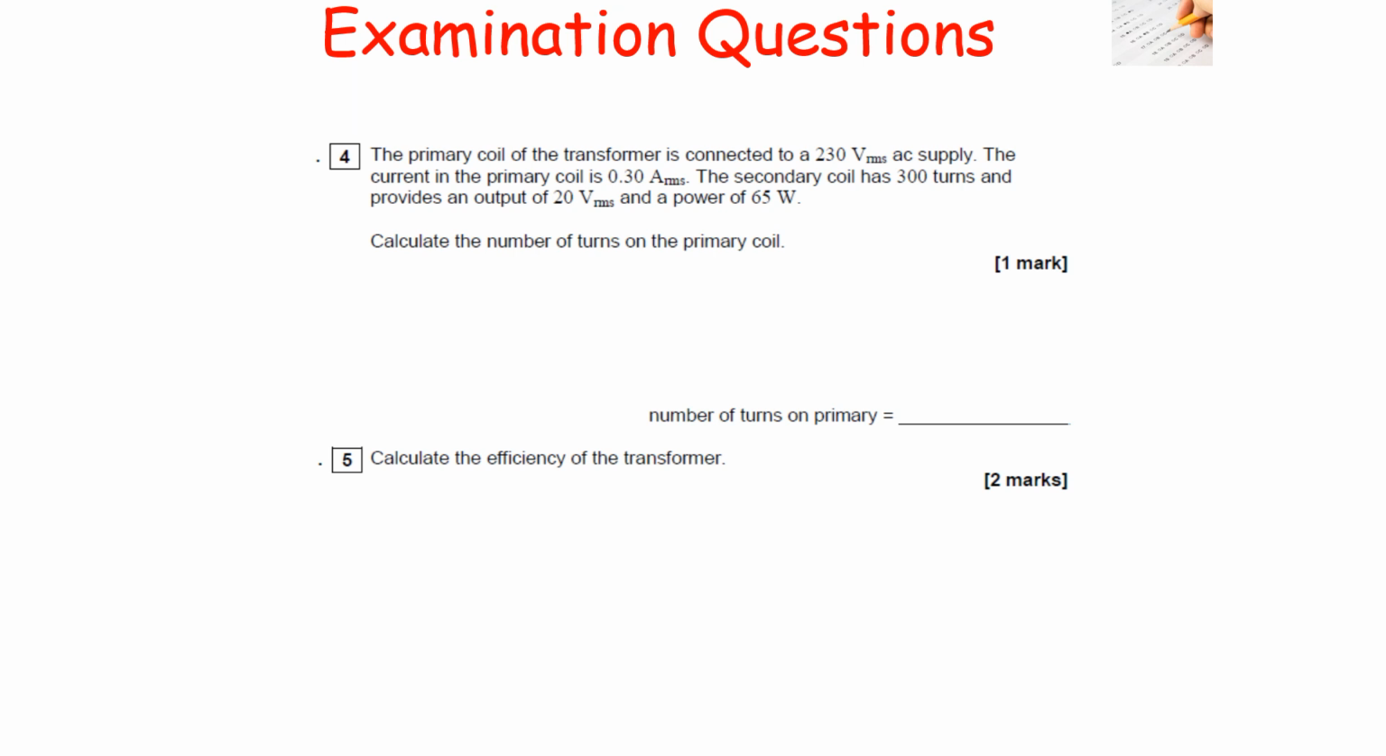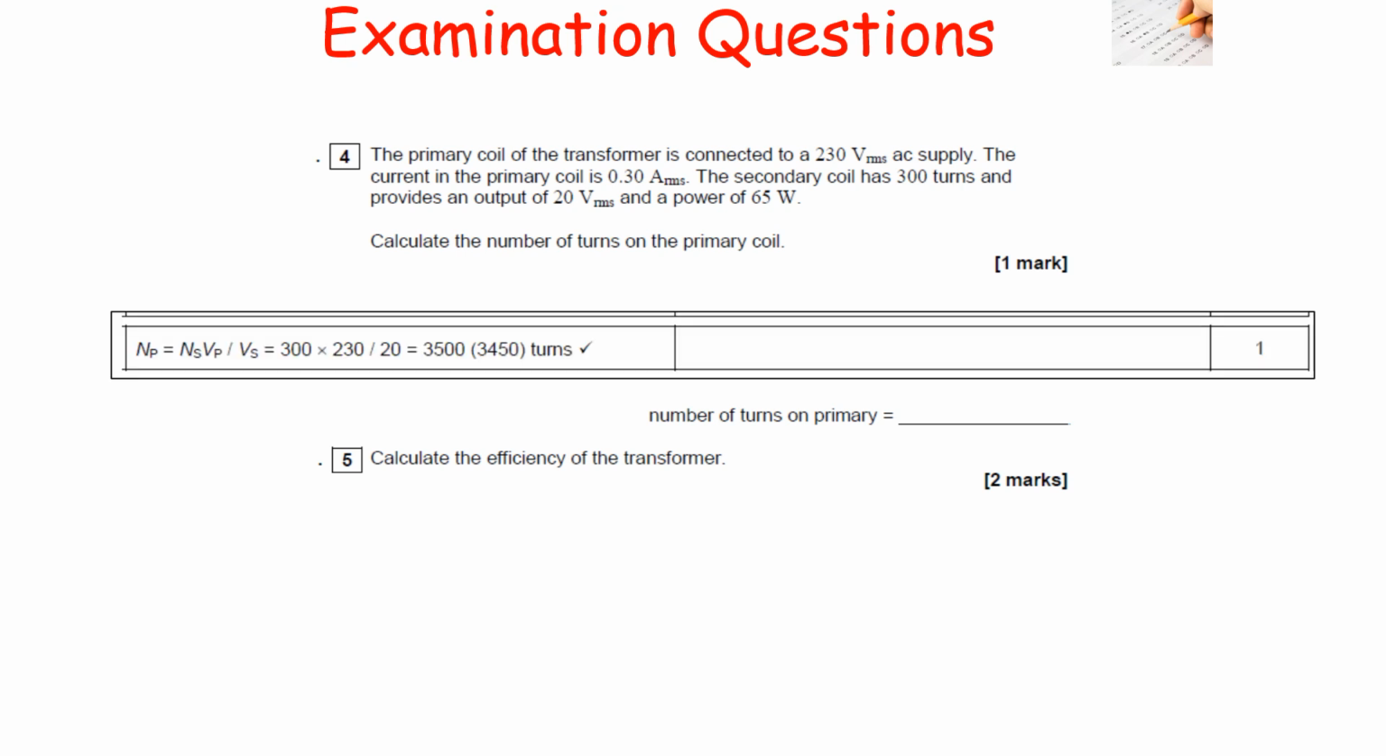Right, in the first question you've just got to use the transformer equation which is given to you in the equation booklet, and that is that Np over Vp is equal to Ns over Vs, where p is the primary and s is the secondary.